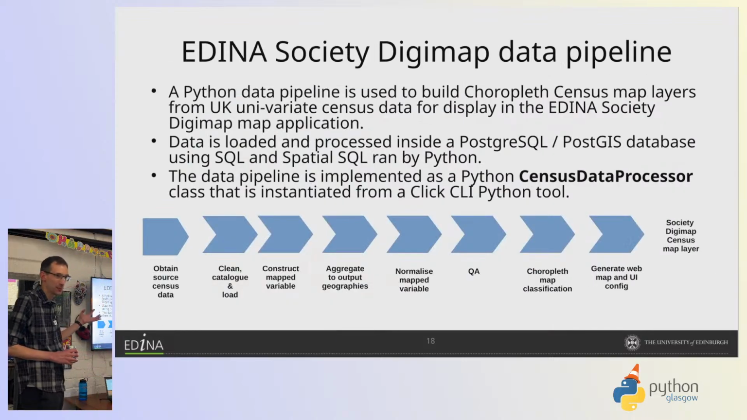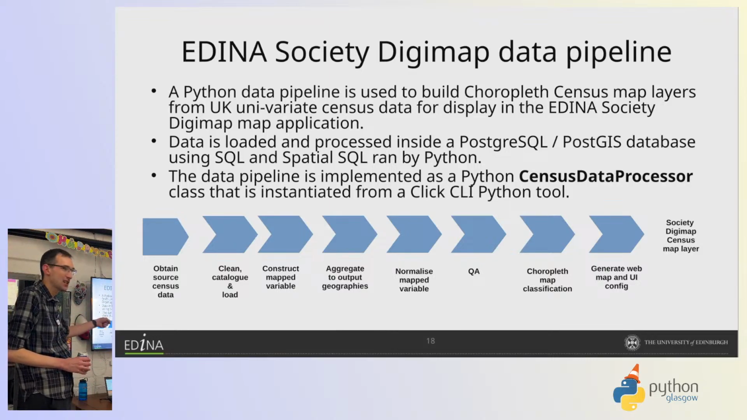And so we have a data pipeline written in Python that allows us to do all this loading of the data. So we obtain the source census data from the National Records of Scotland, the Office for National Statistics, or NISRA in Wales. We do a clean, catalogue and load operation. We construct the map area we want to map, which could be that percentage of households within a certain area. We do aggregation of that data to different levels of the geography, so from the smallest output areas, which they call them, up to wards, counties, districts.